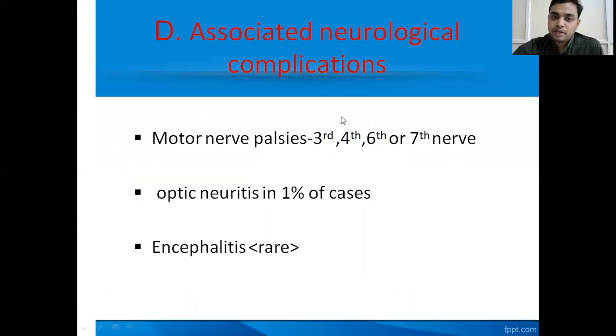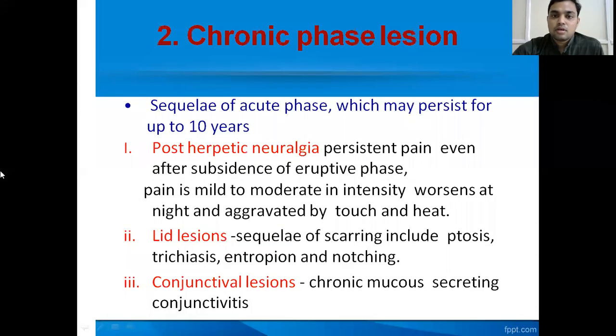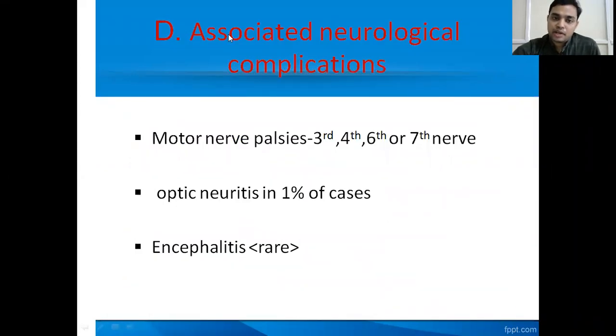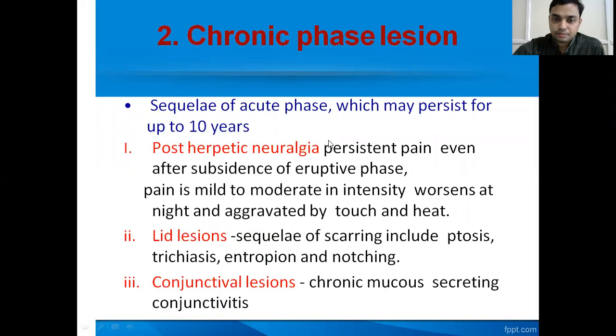As it is neurotropic in nature, nerves are paralyzed, especially the motor nerves like the third, fourth, sixth, and seventh nerves. Optic neuritis is seen in 1% of cases, and rarely we see encephalitis. So this is all about the acute phase, where we see epithelial lesions, nummular keratitis, pseudodendrites, involvement of the various nerves, and all the structures of the eyeball are involved.